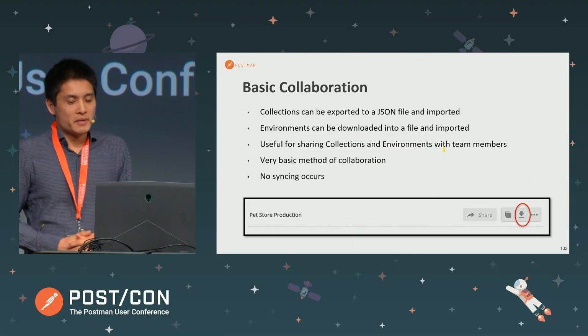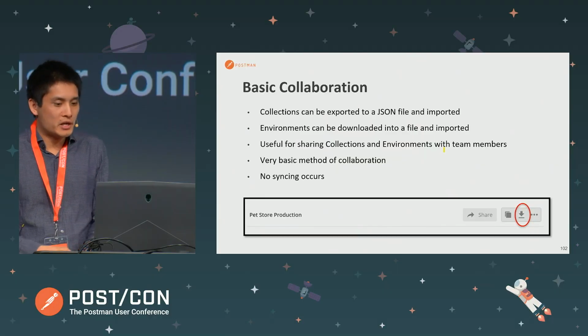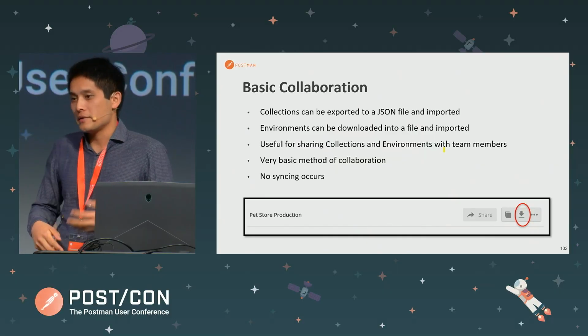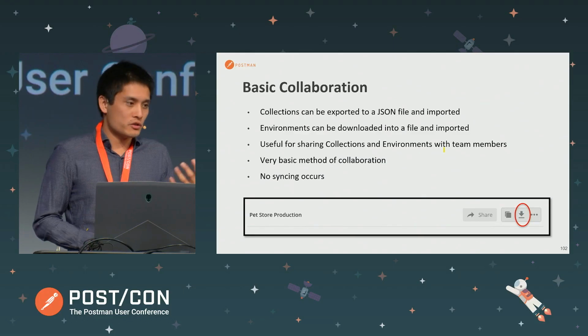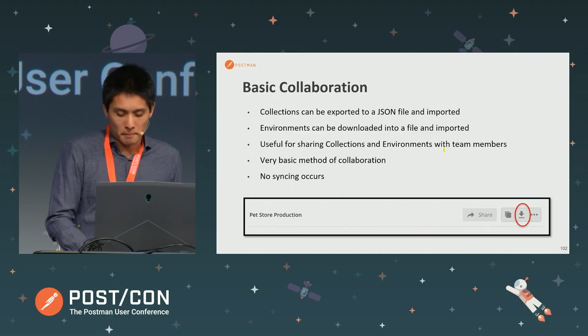Earlier on, I mentioned that we can export a collection into a JSON file and then use that JSON file to do an import. The same can be applied to environments. You can download an environment to a JSON file and then import that environment as well. That's a basic method of collaboration. I guess the downside to that is you don't get any synchronization. If anything changes, you have to export and import again.